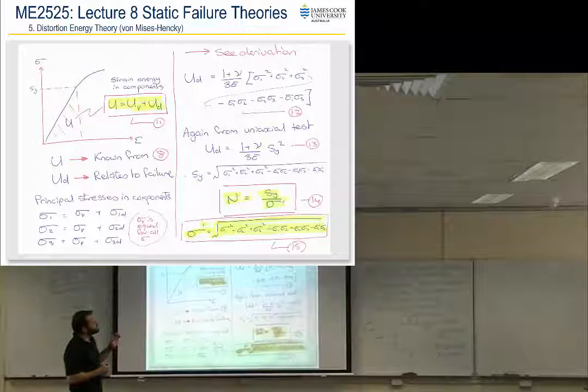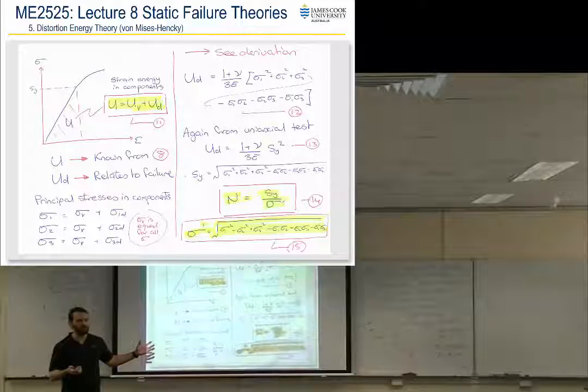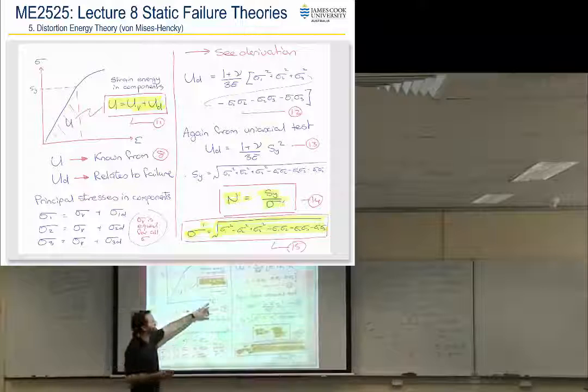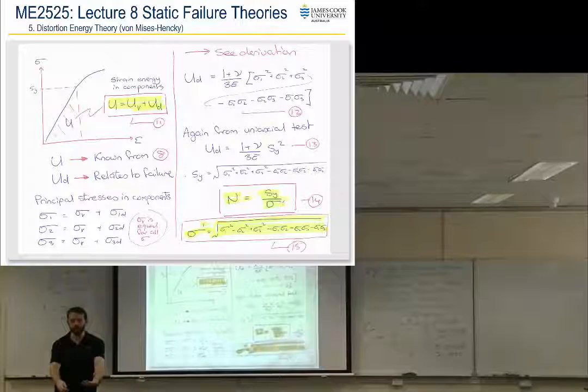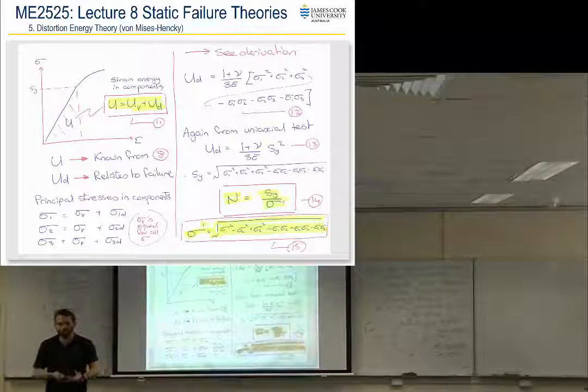Now, there's three pages of derivation between this step and this step. And that's the PDF that's online. I could write it on the board for you. I don't think you guys need it. It's not a core skill that you require for this course. It's interesting, so I suggest you have a bit of a read through it if you like derivations and understanding where things come from. It's useful.